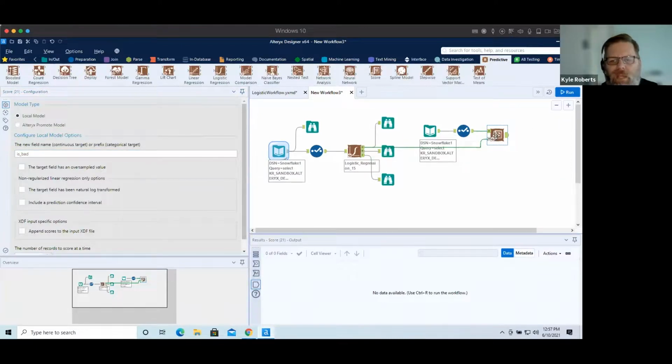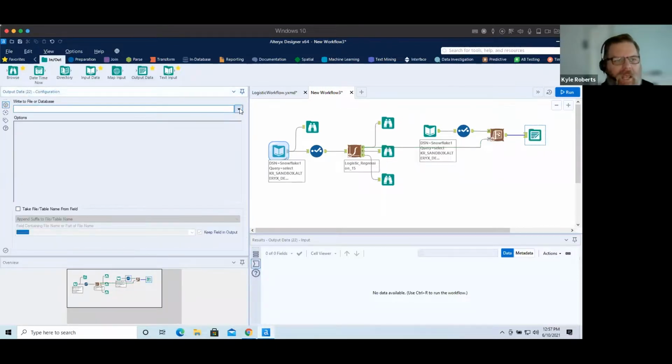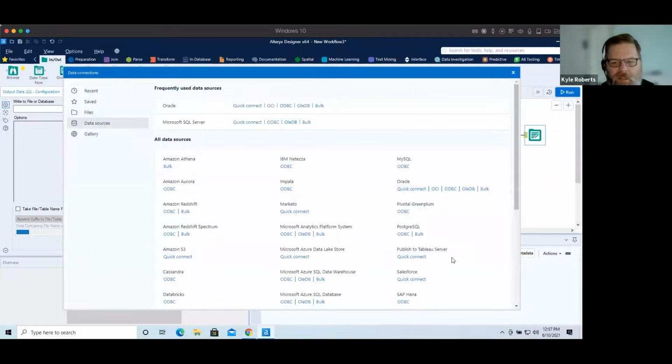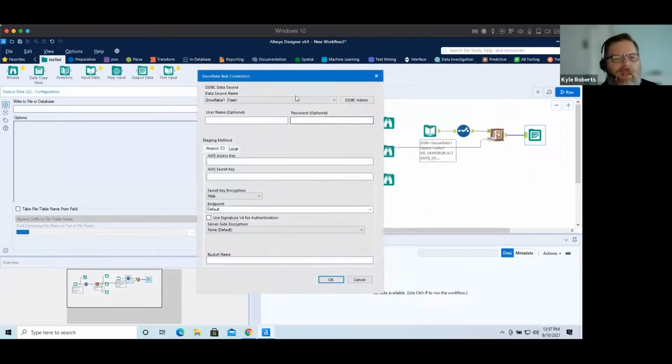But then if we want to put that data back into Snowflake, then what we could do is pull in an output data tool. And in there, we'll again grab our Snowflake area. All right, so data sources, Snowflake, and for those of you that know about Snowflake, we typically want to use that bulk loader. It goes way faster, okay?